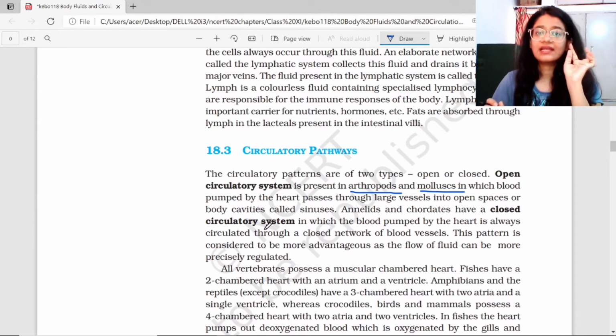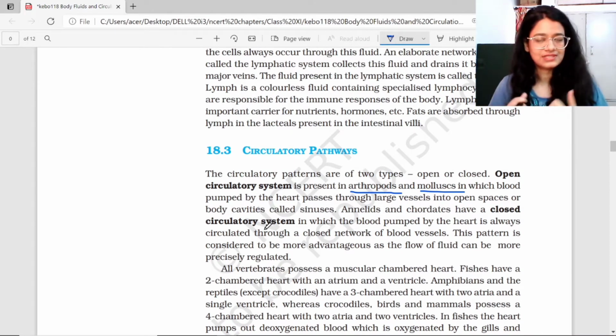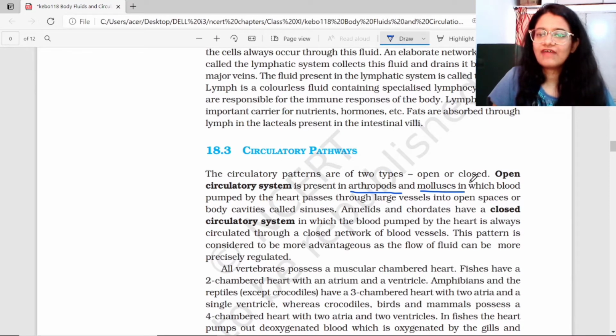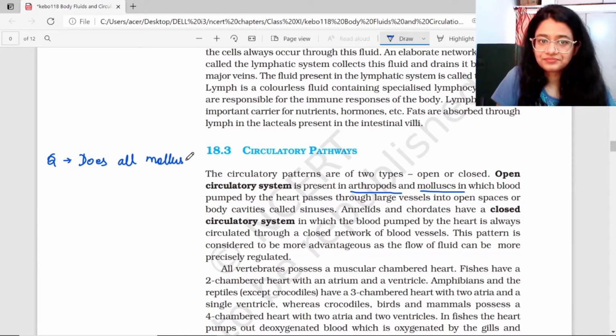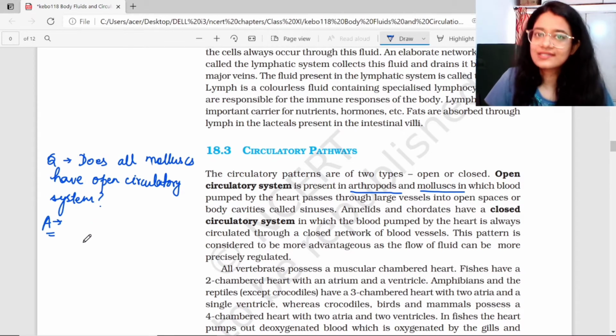Now here there is an exception which is not mentioned, and it is often asked in the exam, because you know that the NEET exam or any other exam for that matter is based on exceptions. A lot of questions come about exceptions, right? So here they have mentioned open circulatory system is present in arthropods and molluscs. Now the question here is, do all molluscs have open circulatory system? Do you think this is the case? Yes or no? Think about it. Are there any molluscs which have closed circulatory system?